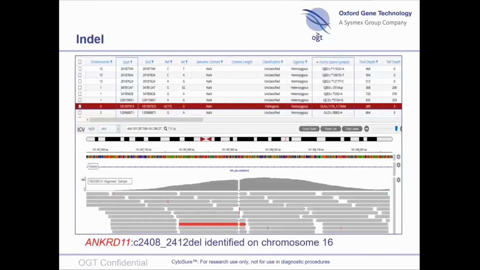So one of the advantages of our product is that you can identify high resolution events like SNVs and indels, as well as larger aberrations such as CNVs and LOH. My colleague Julian will take you through our software in more detail, but here is an example of a 4-base pair deletion identified on chromosome 16 within the ankyrin repeat domain 11 gene.